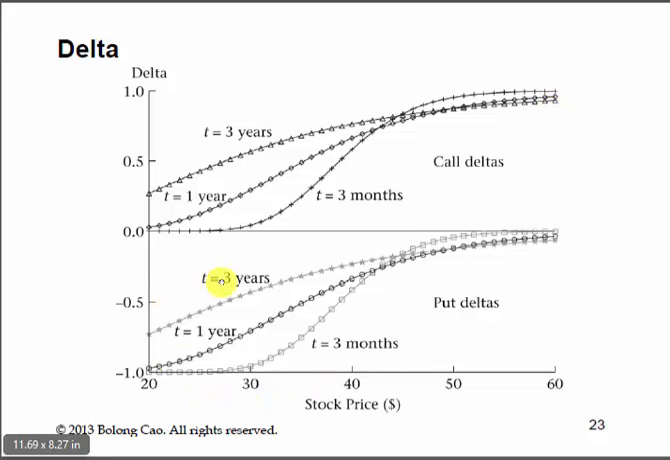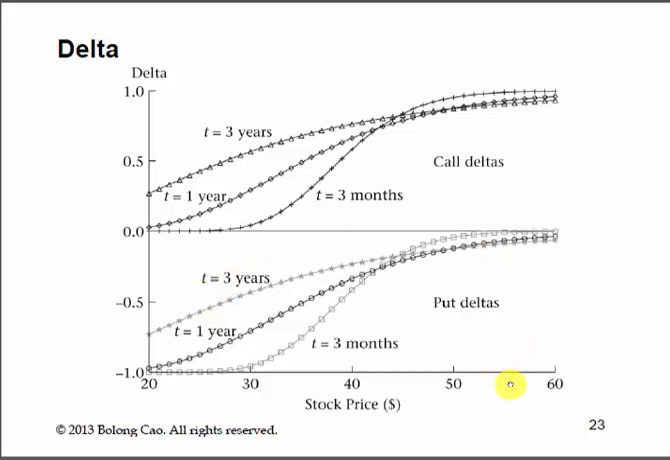For the put, the put is in the money when the underlying price is low, and the delta for the put is lower in absolute value. It is closer to zero here. For the 3-year put, delta is also closer to zero compared to the other two. It's just in absolute value.